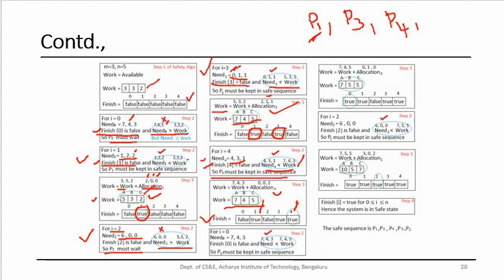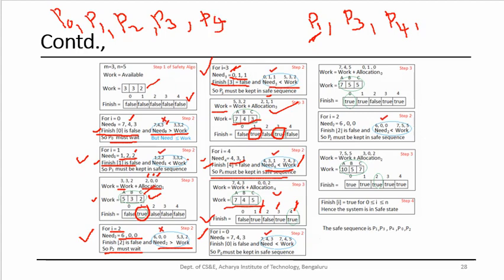So we have now added P4 also to the safe sequence. P1 was there, P3 was there, so we have added P4. There will be 3 truths. Now next we will go to the next one. So we are left with processes P0, P1, P2, P3, and P4, 5 processes, right?